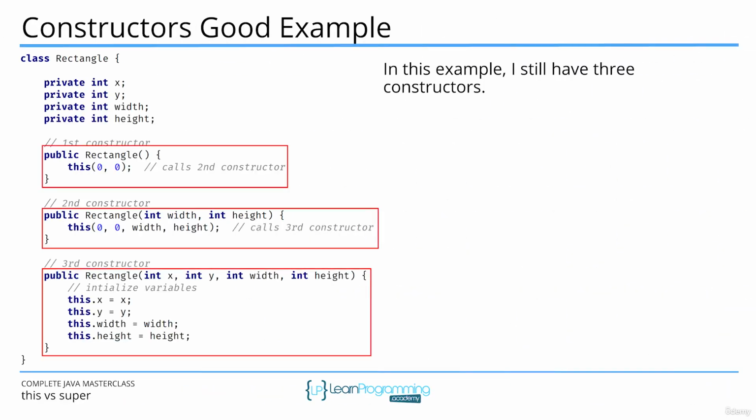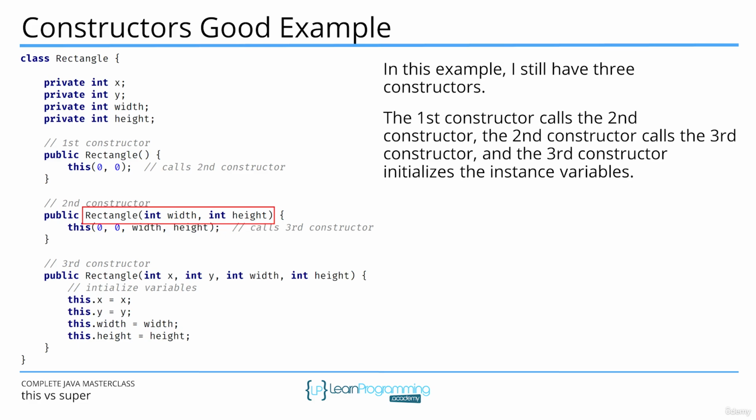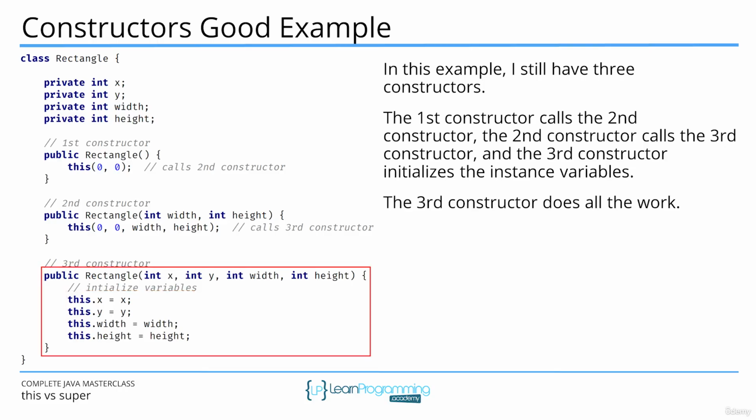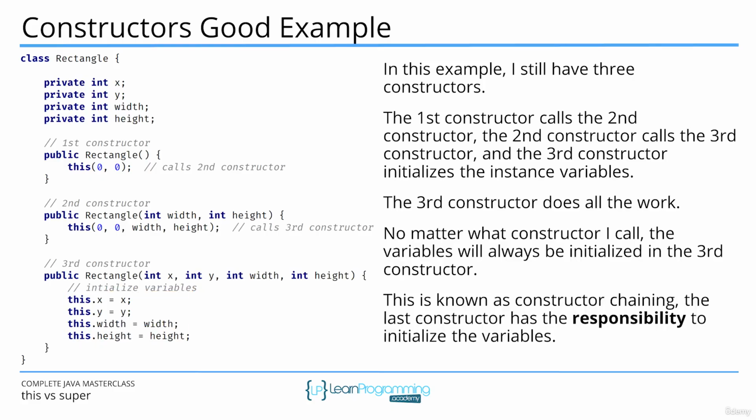In this example, I still have three constructors. This example is very similar to the previous example, but the difference is that the first constructor calls the second constructor, which calls the third constructor, and then the third constructor actually initializes the instance variables. In other words, the third constructor does all the work. Now that I've done this, no matter what constructor I call, the variables will always be initialized in the third constructor, and only there. This is known as constructor chaining, and what we're doing is making sure the last constructor has the responsibility to initialize the variables.